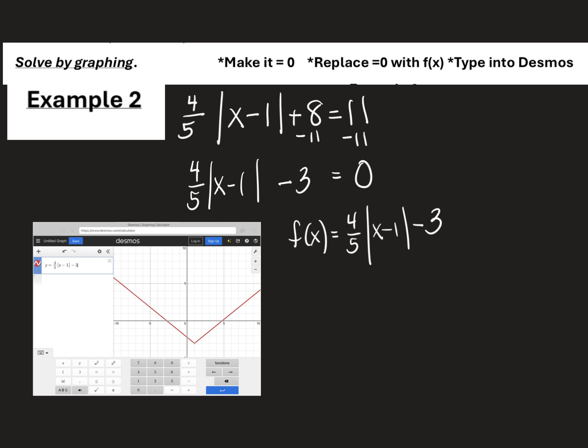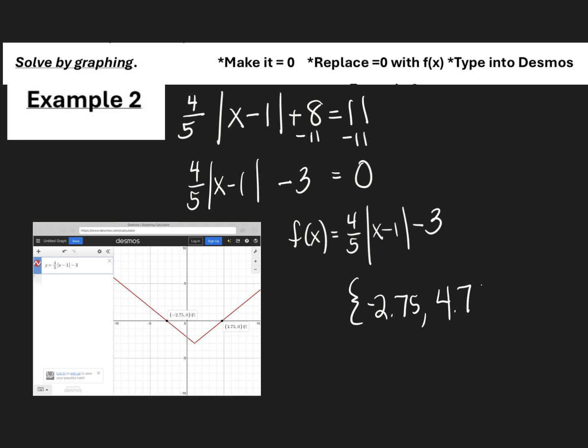Okay, so the solutions, -2.75 it looks like, and 4.75. So my solution set is negative 2.75 and 4.75.